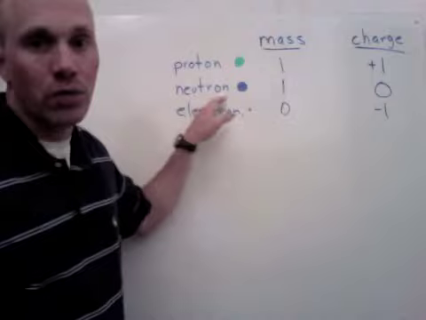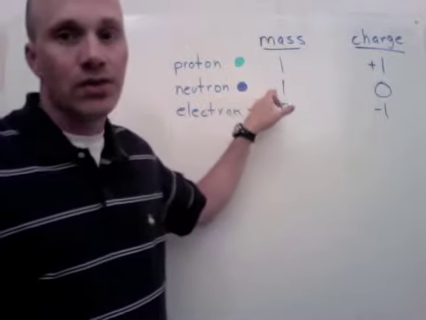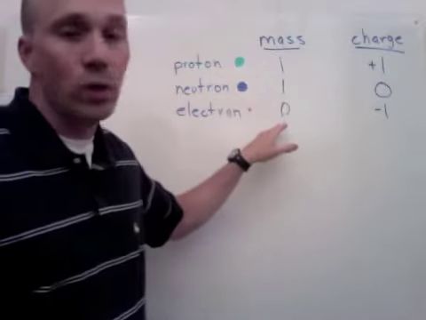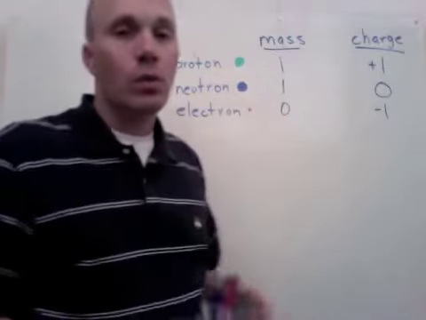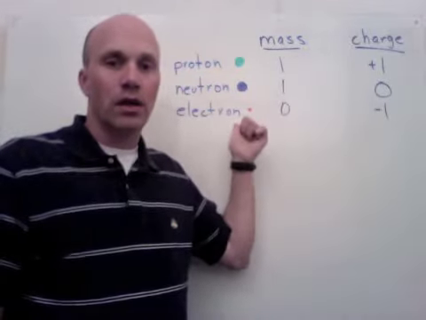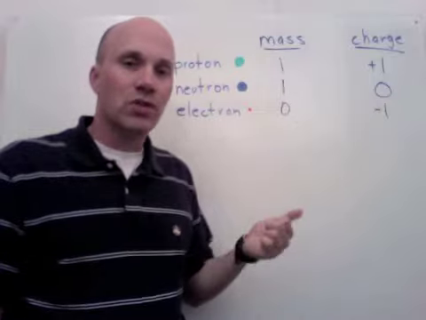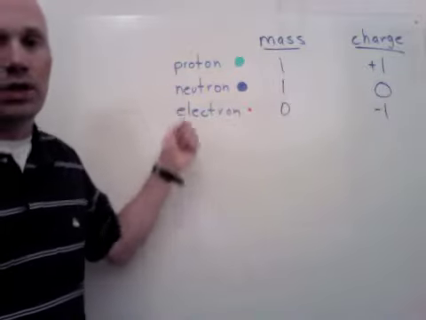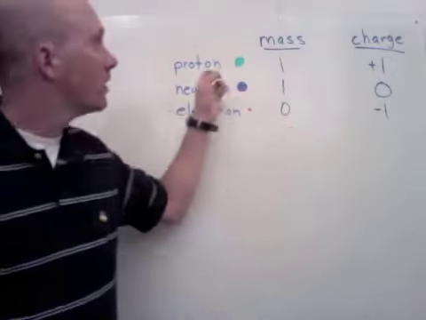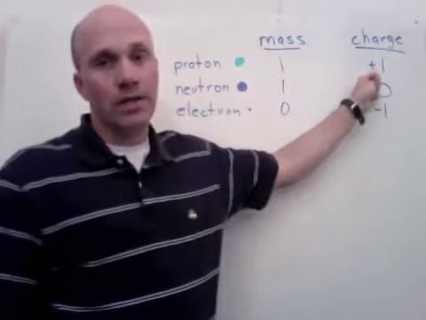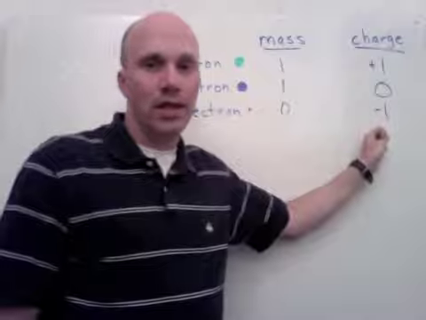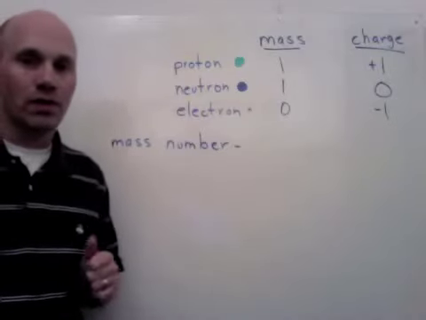A neutron, which we're going to be representing with this blue circle, has also got a mass of 1. An electron, which we're representing with the smaller red circle, we will consider its mass to be 0. Remember, it's not exactly true to say that its mass is 0. An electron does have a little bit of mass, but it's so small compared to the neutrons and the protons that as far as the mass of the atom is concerned, you can consider its mass to be 0. The charge of the proton is positive 1, the charge of the neutron is 0, and the charge of the electron is negative 1.